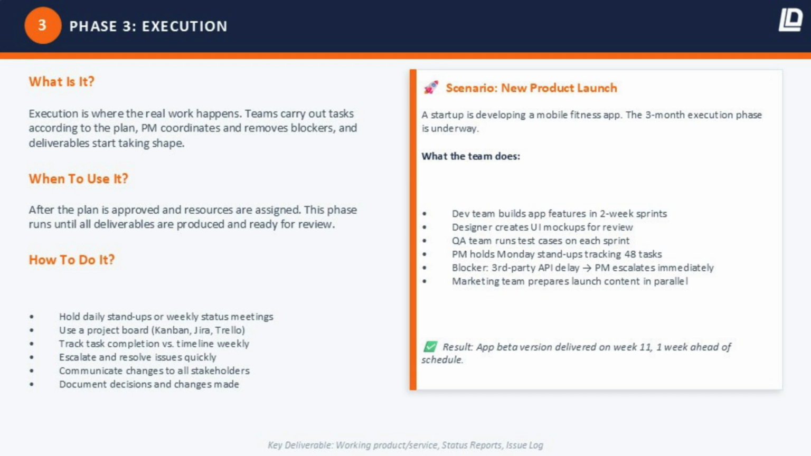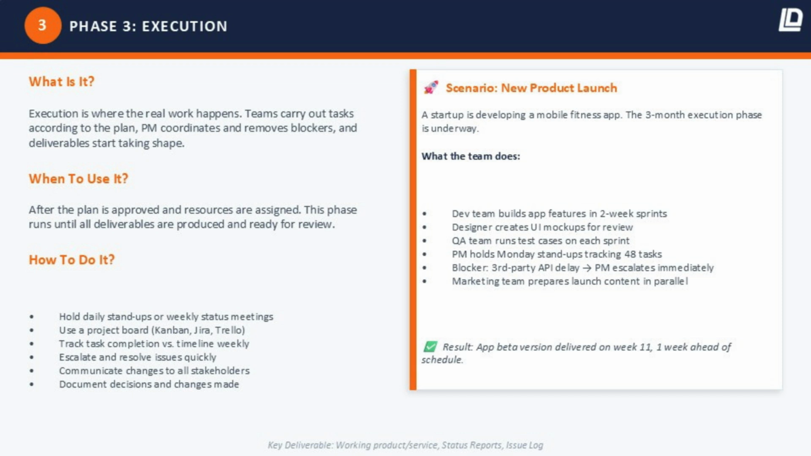Then, week 7, a blocker hits. A third-party API the app depends on is delayed by the vendor. Without escalating this, it could cost 2 weeks. The PM escalates immediately to the tech lead, who identifies an alternative API. Within 48 hours, the team pivots. The delay is absorbed. By week 11, 1 week ahead of schedule, the beta version of the app is delivered.